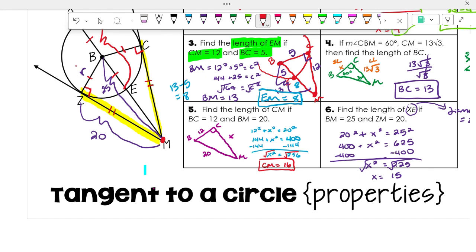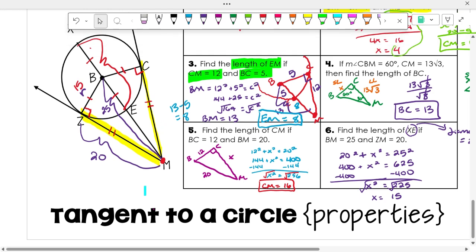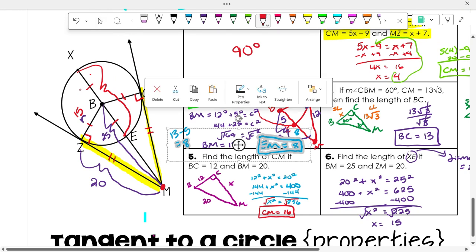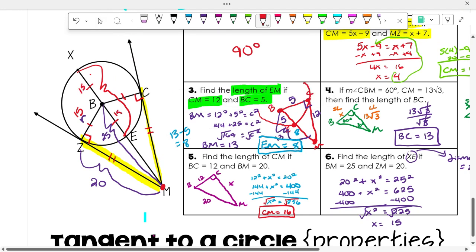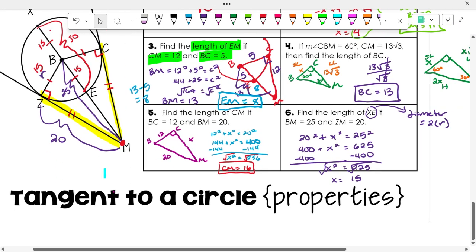So this radius is 15, which means this radius is 15 and this radius is 15. So in other words, what's the length of XE? 30. It's 15 times 2. So XE is equal to 15 times 2, which is 30.